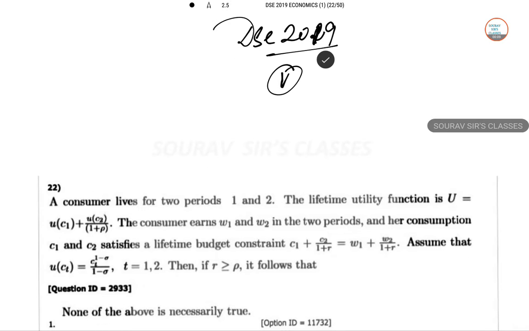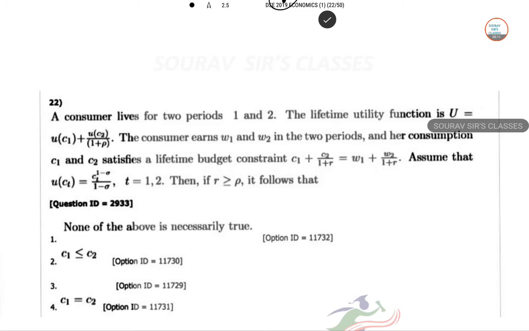A consumer lives for two periods, 1 and 2. The lifetime utility function is U equal to u(c1) plus u(c2) divided by (1 plus rho), and the consumer earns w1 and w2 in the two periods, with consumption c1 and c2 satisfying the lifetime budget constraint. Assume that u(c_t) equals c_t to the power 1 minus sigma divided by 1 minus sigma, for t equal to 1, 2 periods, and r greater than or equal to rho. Then which of the following is right?